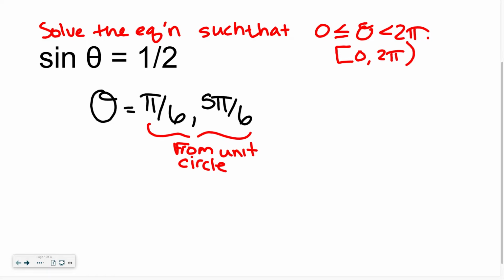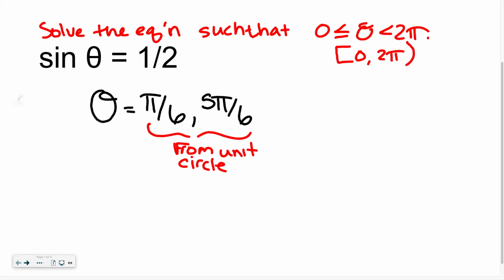But are there any other answers to theta? I mean, aren't there infinitely many answers? Find the coterminal angles. So if pi over 6 is an answer, this is the positive x-axis for you, and here's pi over 6. Couldn't I add 2 pi, and 13 pi over 6 has the same sine? And then I could add 2 pi again, and 25 pi over 6 has the same sine? Or I could be subtracting 2 pi, so negative 11 pi over 6, and negative 23 pi over 6, right? And I can just keep going around and around.